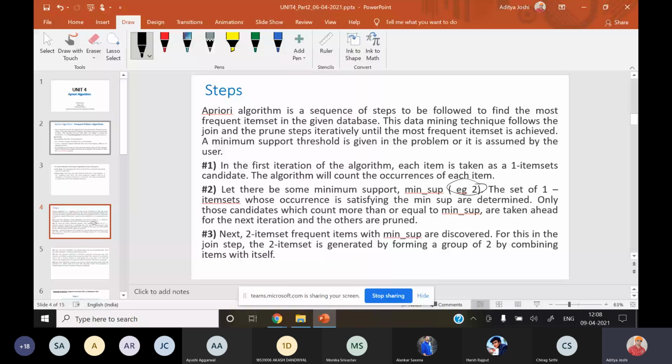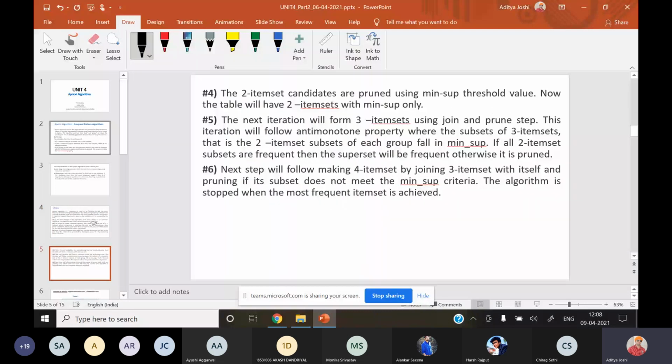In the third step, the two-item set frequent items with minimum support are discovered. For this, in the join step, the two-item sets are generated by forming groups of 2 by combining the items themselves. Let us suppose there are k items. We will join the k item with another item, that is k plus 1 item. So this is the third step. In the fourth step, the two-item set candidates are pruned using the minimum support threshold value. Now in the table, we will have two-item sets with minimum support only.